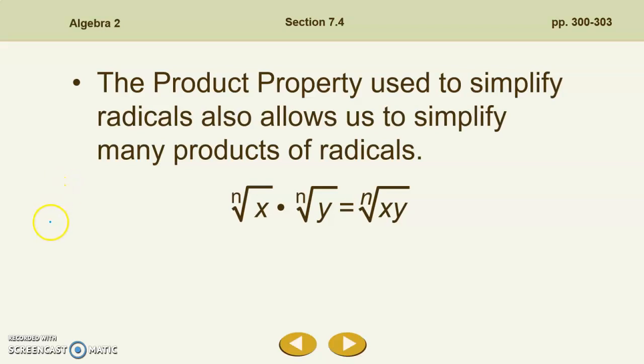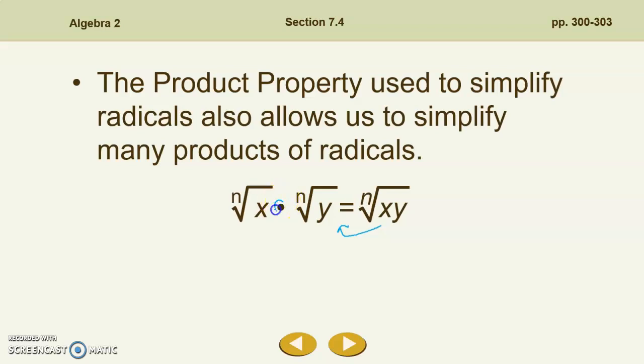I know the root of x times the root of y is the same as the root of x times y. And this could be the square root or the cube root. You saw at the beginning I had 9 times 25, and I went this way and broke it apart into 2 roots. And that allowed me to simplify that. So don't forget about the product property.